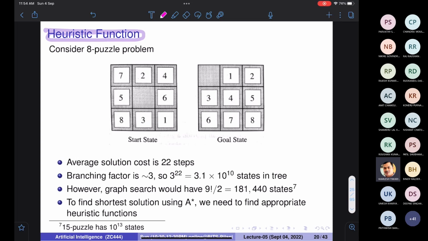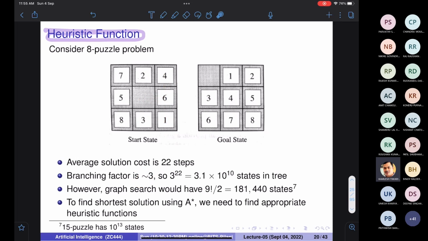And we have seen this algorithm that if there is some start state and then we want to reach this particular goal state, average solution cost is around 22 steps. Somebody has actually found that out. Branching factor is around 3. So if your blank space is here, then you can move to 2 places. If you are here, you can move to 4 places. If you are here, you can move to 3 places. On an average, it is 3.